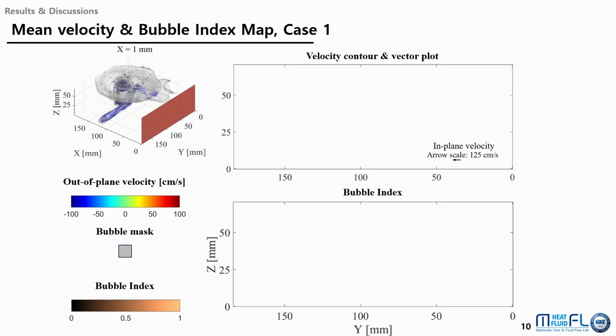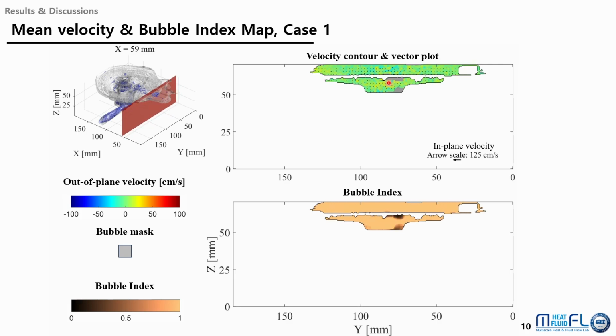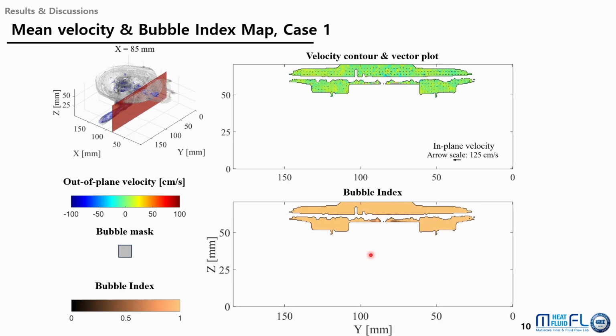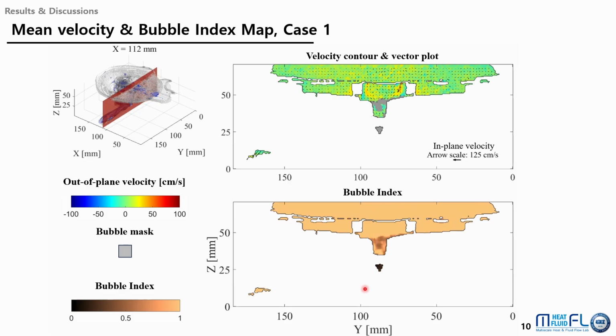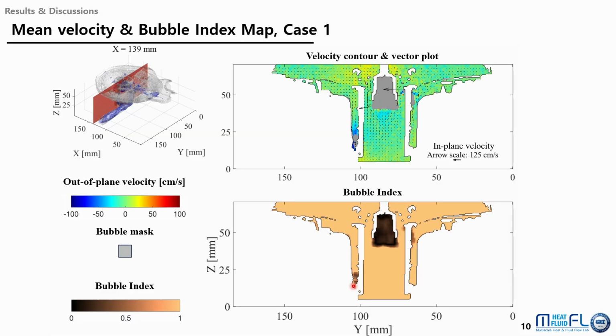Now, let's look at the results. This video shows the 3D velocity field together with the bubble index. In the velocity field, the color contour represents the outer plane velocity, while the arrows indicate the in-plane velocity components. The gray mask shows the bubble regions identified by the bubble index. On the bottom, you can see the bubble index map. Regions that are likely to contain bubbles appear dark, with values close to 0.